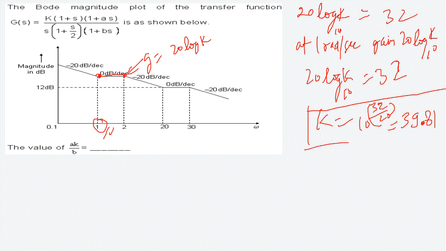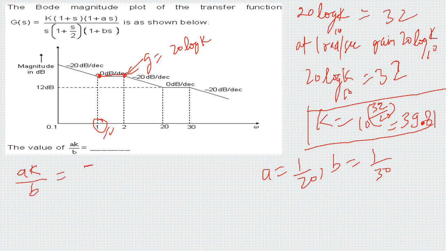Earlier we found the value of A, which was 1 by 20, and B, which was 1 by 30. So AK by B, if you plug in all the values, comes out to be 59.71. So 59.71 is the correct answer for this question. This is how you need to proceed. Thanks for watching.